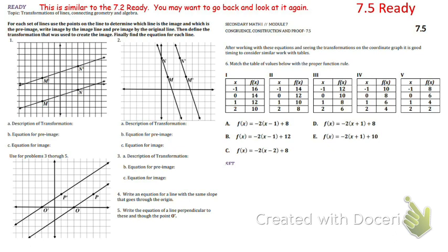Now keep in mind, the pre-image is always the original. It doesn't have the primes. Whereas the new one, the image, will have the primes. And that's how we'll distinguish new from old.